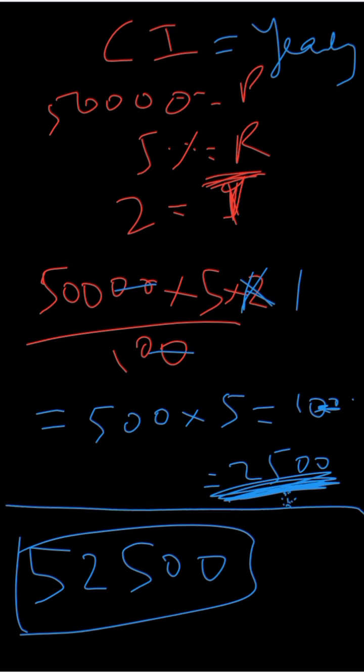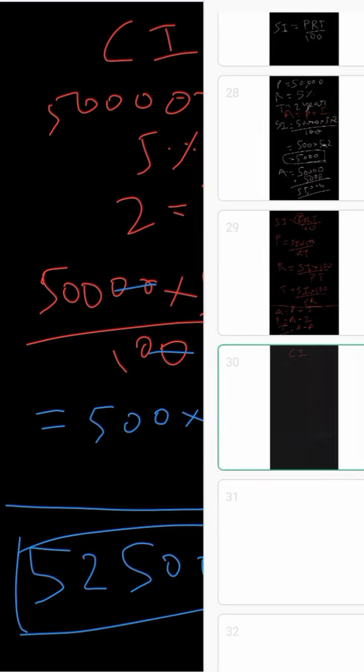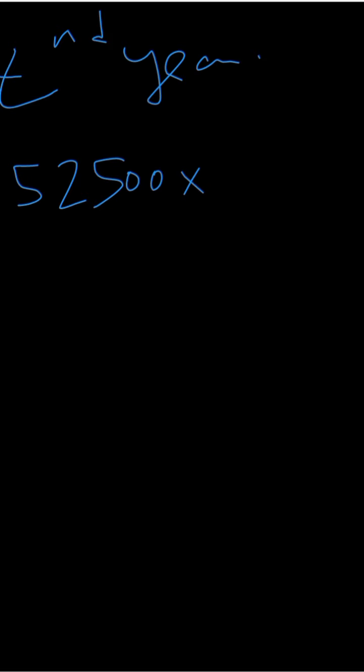Can you understand the concept? 50,000 rupees was there at 5% for 2 years. We have to take for 1 year only. So in 1 year he gets extra 2,500. So after 1 year his actual amount becomes 52,500, not 50,000. So what happens in the next part is, for the second year, his principal became this much.